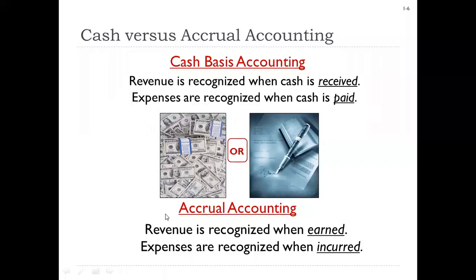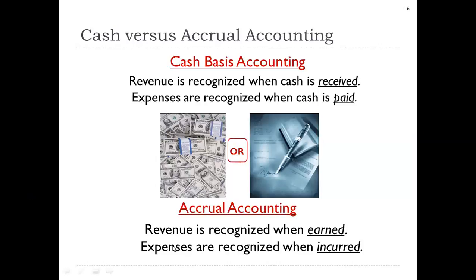On the other hand, accrual basis of accounting is when revenue is recognized when it's earned. So regardless of whether you get the cash immediately or not, you record revenue when you've earned it, when you've done something to earn the revenue. So either selling a product or delivering a service. As soon as you've completed that, you've earned it and you recognize the revenue, even if you're going to get paid later on.